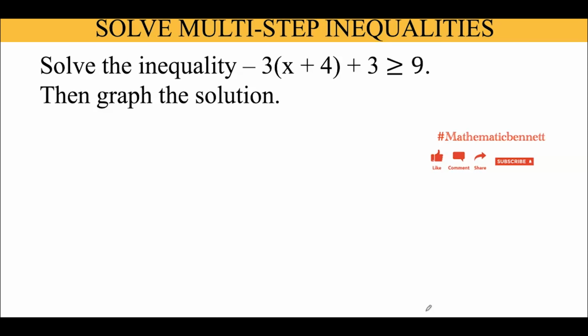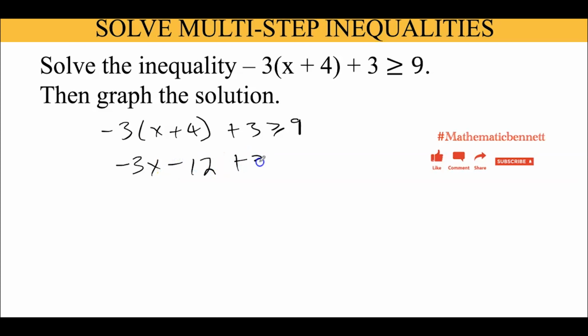All right, solve the inequality. Negative 3 times the quantity x plus 4, plus 3 is greater than or equal to 9. From there, we can use the distributive property first. Negative 3 times x would give us negative 3x. Negative 3 times 4 would give us negative 12, plus 3 is greater than or equal to 9.